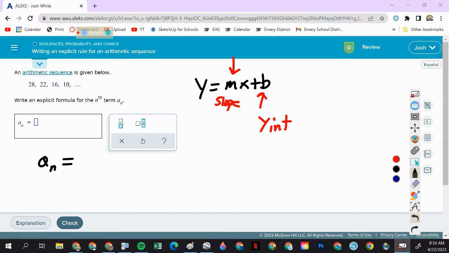A sub n is d times n plus a sub 0. And this equation means exactly the same thing as this equation. Okay? So a sub n equals dn plus a sub 0 is exactly the same as y equals mx plus b. But there is a little bit of a trick. Do you notice anything weird about this equation?